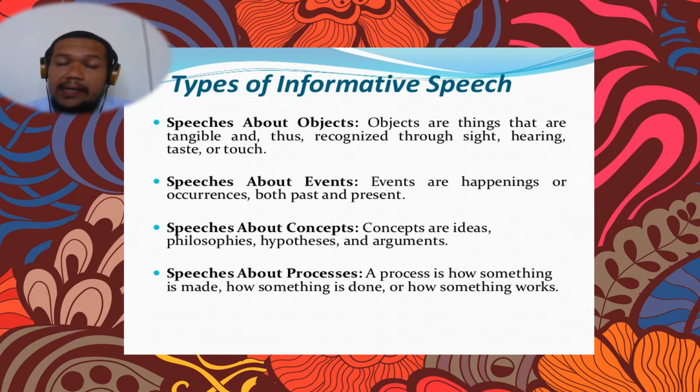In other words, informative speech has several ways to organize the ideas. The last type of informative speech is processes. When you want to explain how something is made, how something is done, or how something works, you can use processes as part of your informative speech. For example, you want to show a tutorial on how to fix a machine. You can use this as a way to organize your ideas.